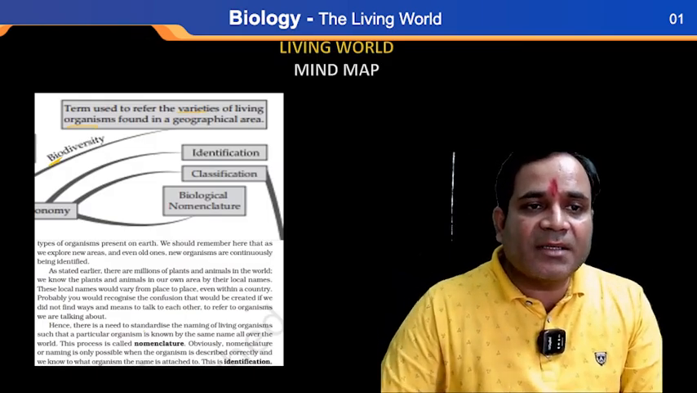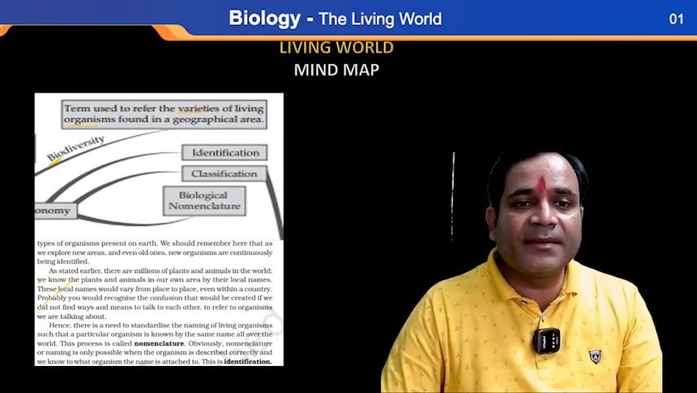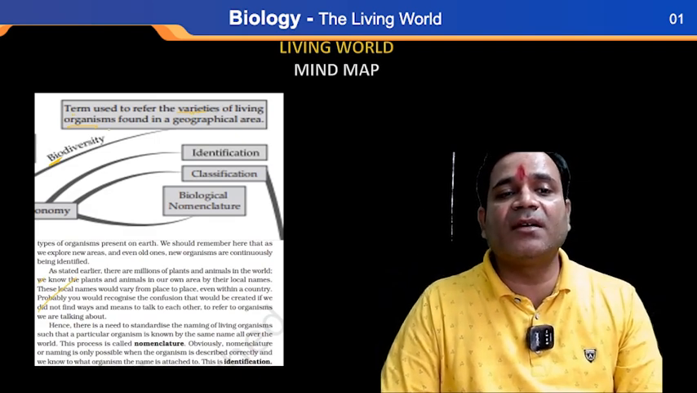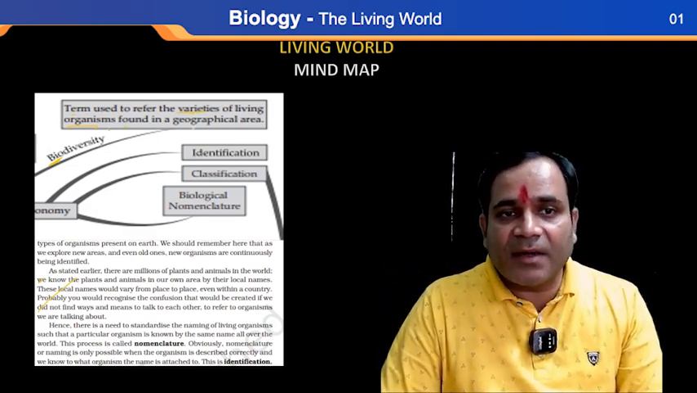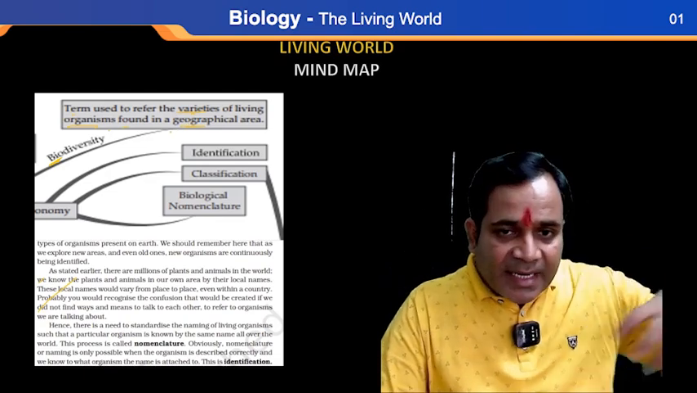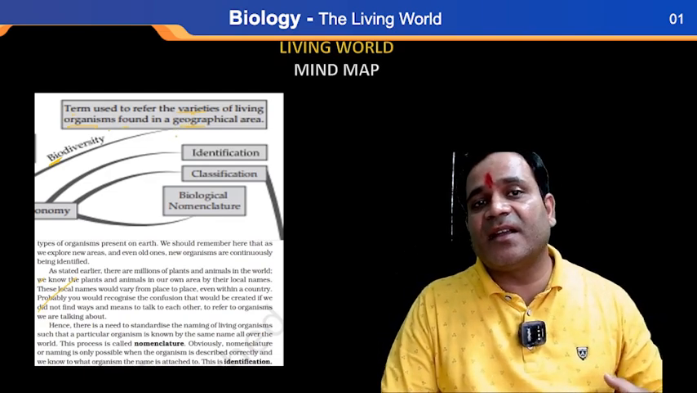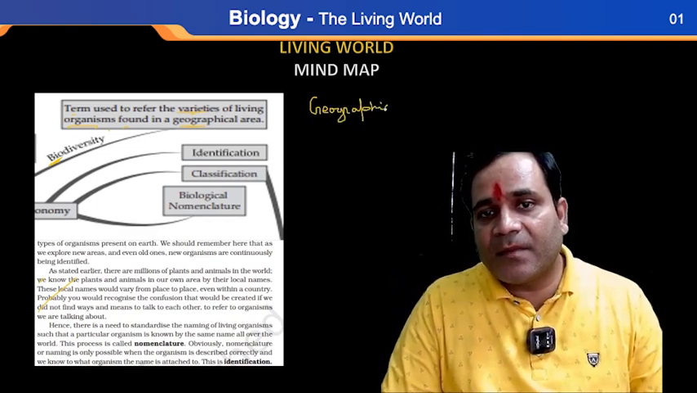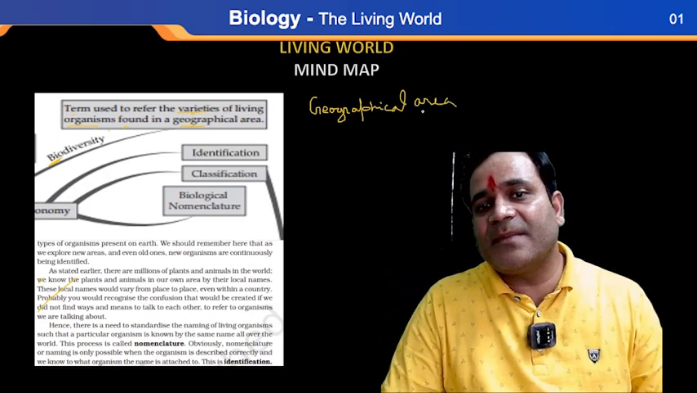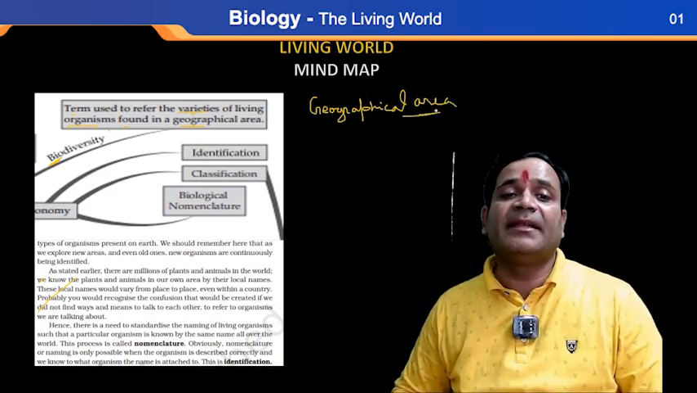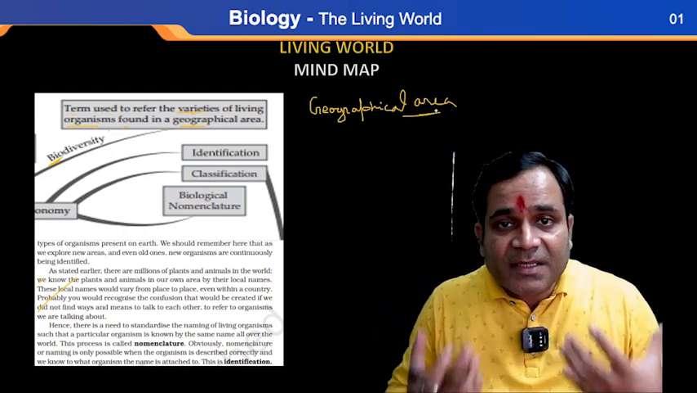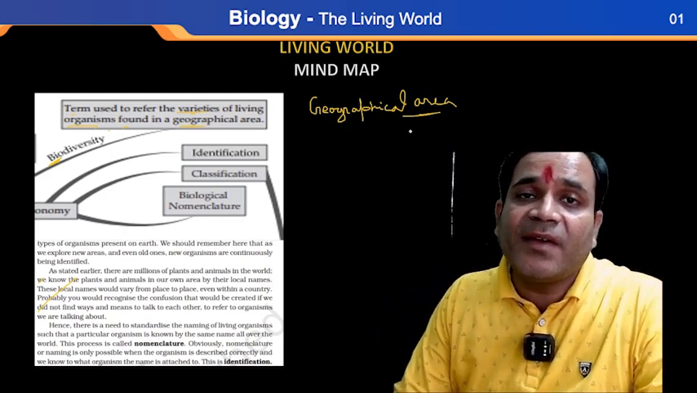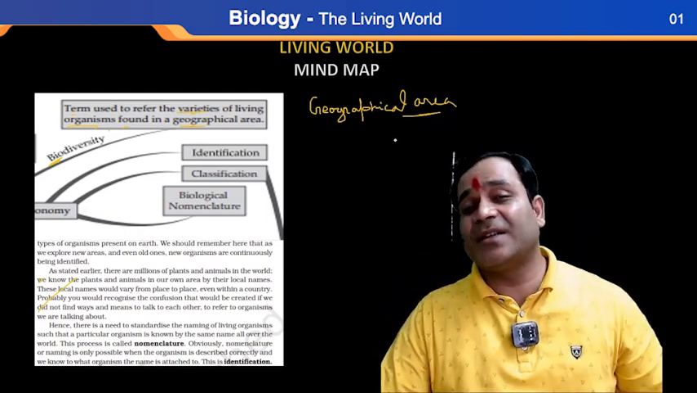The term biodiversity is used to refer to the varieties of living organisms, and this variety of living organisms is found in a geographical area. Whatever area we live in is known as a geographical area. If I say geographical area, it means the area where living organisms are found. That very area is known as the geographical area. In a geographical area, there are different varieties of life on earth, my dear.